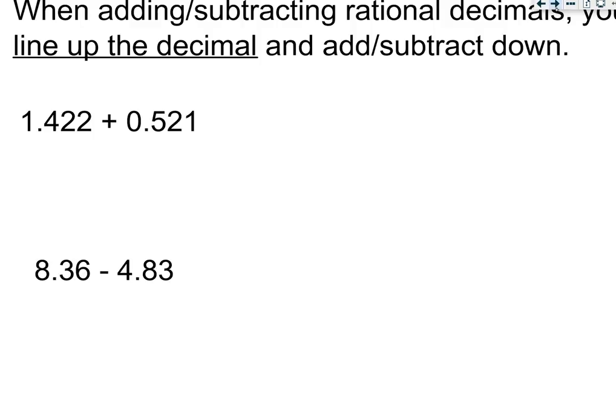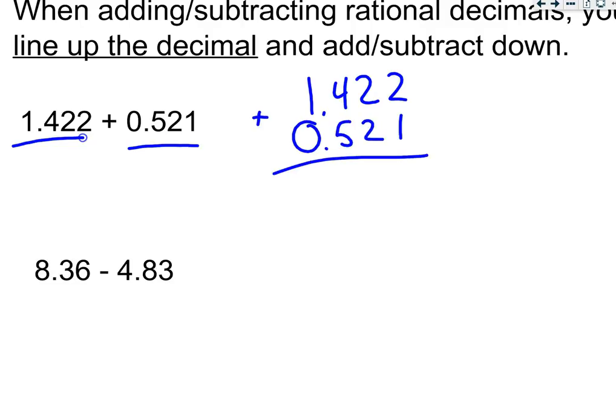Here are some rational number examples. Let's begin with 1.422 plus 0.521. When adding and subtracting rational decimals, you line up the decimals and then add or subtract straight down. So just like before, we're going to take the bigger number and put it on top. In this scenario here, 1.422 is bigger than 0.521, so we're going to put that on top. Remember, we're going to line up the decimals as such, and we will just add straight down.